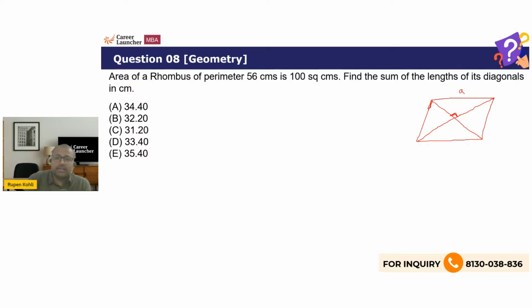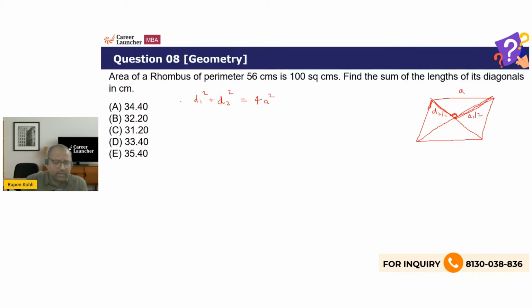So therefore, if the whole diagonal is d1, this is half of that, d1 by 2. So I'm focusing on this right angle triangle, right? So this is d1 by 2, and likewise this is half of the other diagonal, d2 by 2. So d1 by 2 and d2 by 2 are the two sides of the right angle triangle, and A, the side of the rhombus, is the hypotenuse. So basically, d1 by 2 whole square plus d2 by 2 whole square is a square, or we have this relation that d1 square plus d2 square is 4a square.